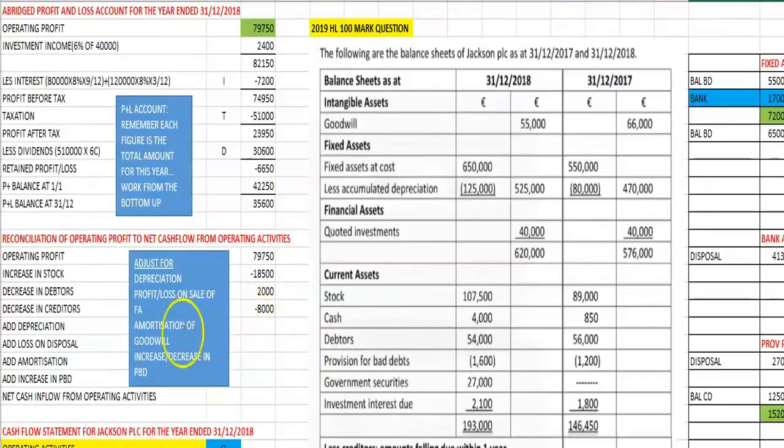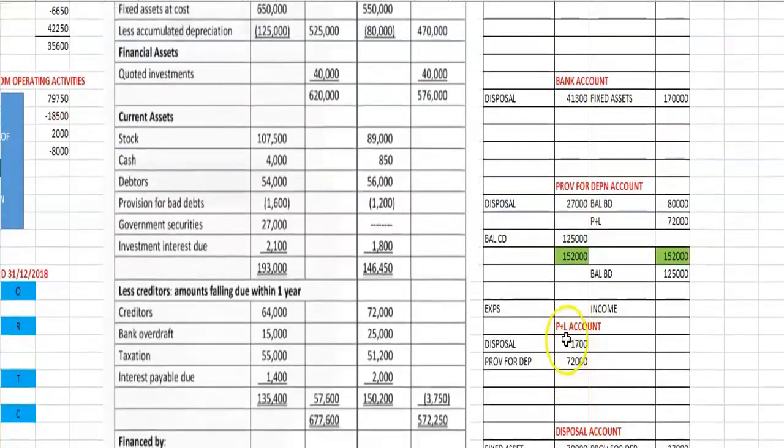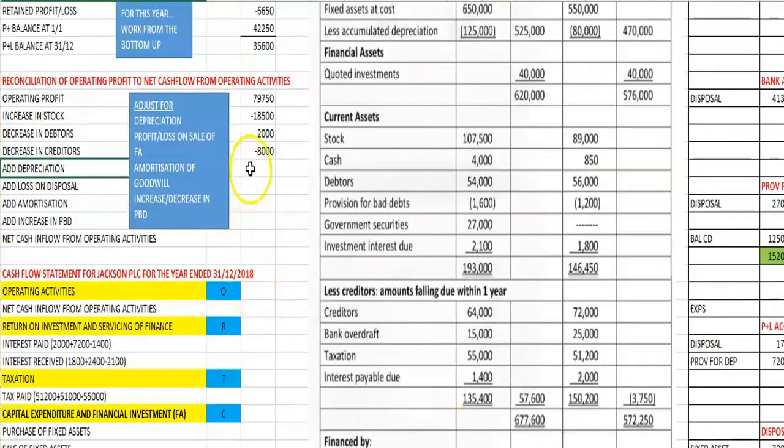So if we go back to our question for a moment, we want to know what our depreciation charge was for the year. This information you'll find in the P&L account. We've worked it out that it's €72,000. That now needs to be added back on because that would have been deducted in arriving at the operating profit figure, but it wouldn't have represented money going out, so it now needs to be added back on.